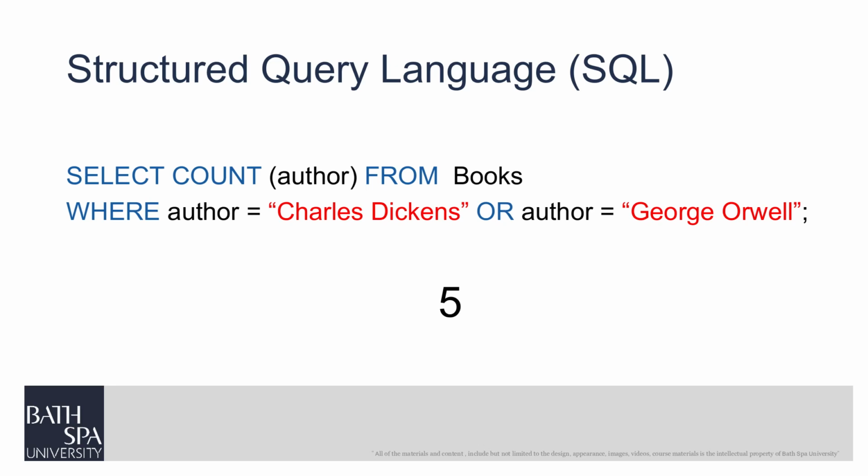Here is another example. In this, we're going to select a count of author from books. So we're going to essentially count the number of entries where the author is either Charles Dickens or George Orwell. And as we can see, this gave us a result of 5.